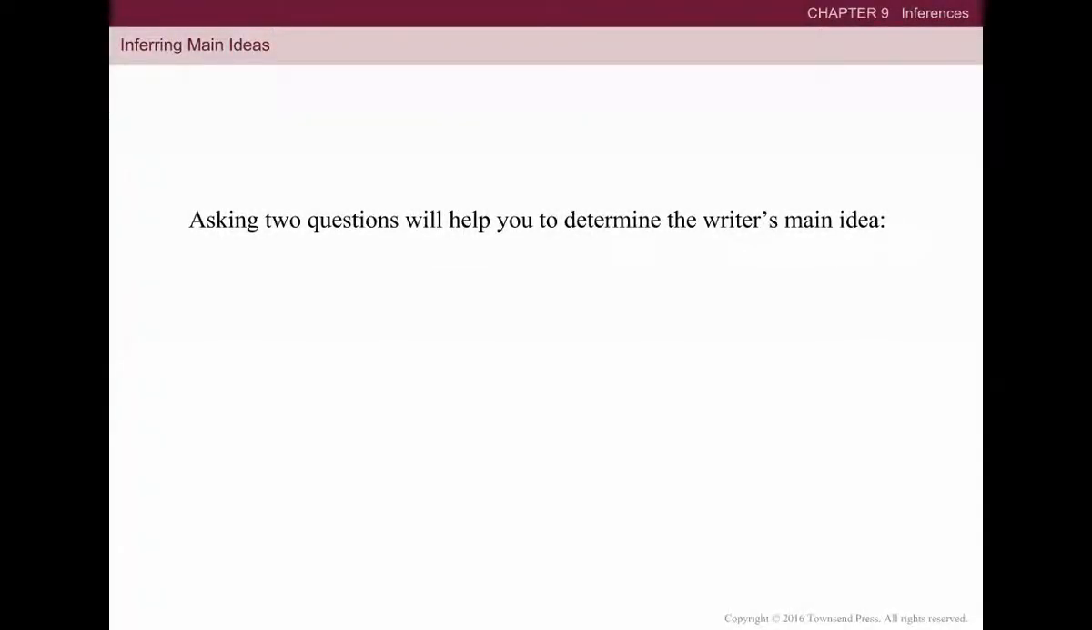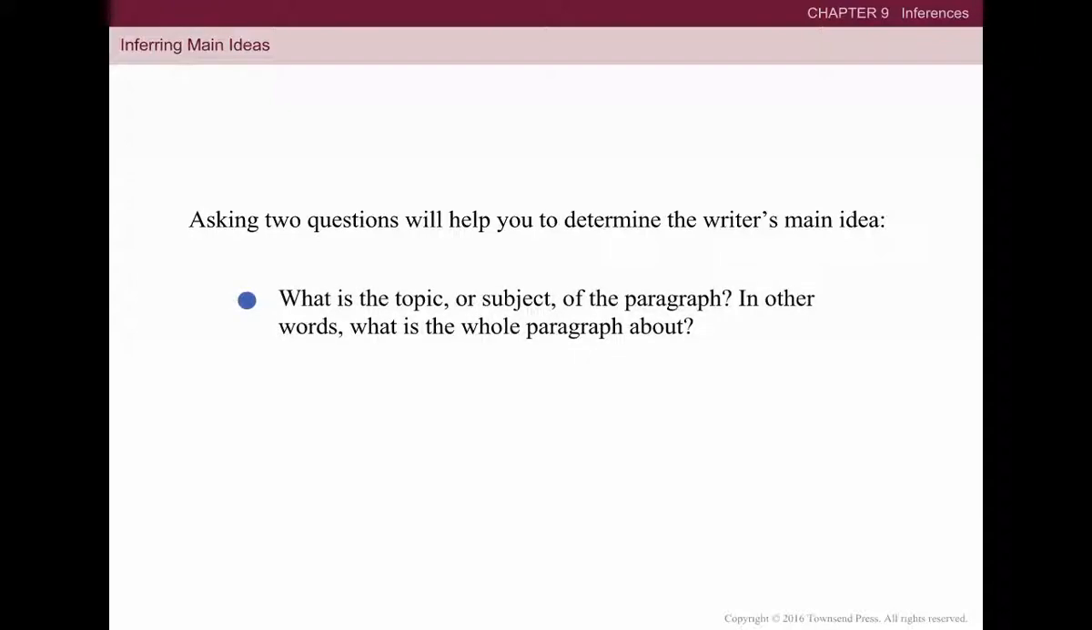So, asking two questions will help you determine the writer's main idea. You actually might remember what these are, because they're the same thing when we talked about finding the main idea. What is the topic or subject of the paragraph? So we look for words that repeat themselves over and over, or things that are similar that repeat. Usually the topic is not a complete sentence for sure. It's maybe a few words. Sometimes it's one word. Okay. In other words, what is the whole paragraph about? The other question to ask is, what is the main point being made about the topic? So, not just what is the topic, but what is the author trying to say? And then we might have to come up with our own implied or inferred main idea.